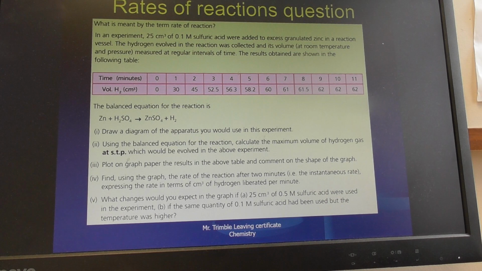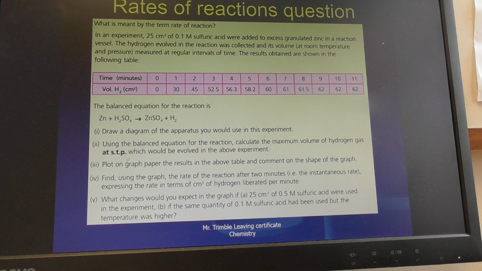The balanced equation: this is just a metal and sulfuric acid, or an acid, giving rise to a salt, zinc sulfate in this case. There's the zinc and there's the sulfate, SO4 2 minus and Zn2 plus. Zinc is a transition metal, and obviously they often have variable valency, but zinc is one of the interesting ones that will always form a Zn2 plus, but anyway, let's not get into that. And then H2 is hydrogen gas.